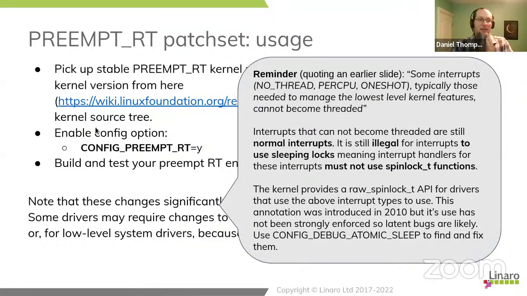So after you have enabled config preempt RT, you should unquestionably run a good chunk of testing with config debug atomic sleep set so that you can find any incorrect use of the Spinlock API. Like I say, if you've got an IRQ chip driver, that's the first place to look, but it could crop up in other places that are using special interrupt features.